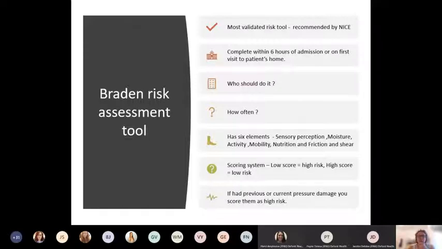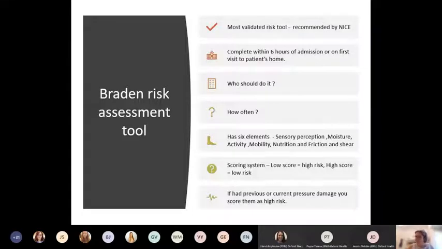And the rules are, and this is set down by the government, that in an inpatient facility, it needs to be completed within 6 hours of admission, and in the community on the first visit to a patient's home, and there's no ifs, no buts on that. So who does do the Braden risk assessment tool? Well, that might be different for different settings. There may be different rules for different services as to whether it needs to be a qualified nurse, whether an assistant practitioner is able to do it, and you will need to check with your local workplace as to what the rules and things are there.